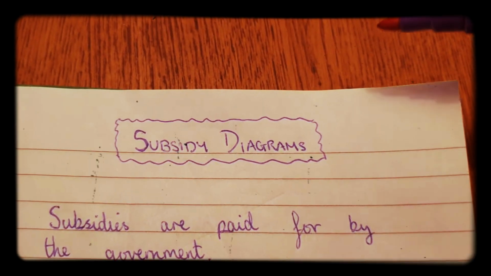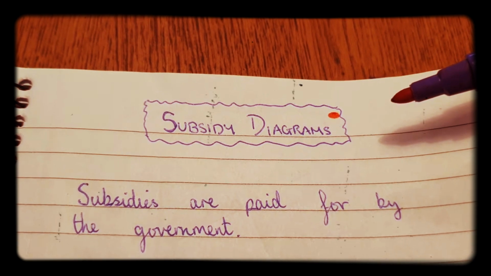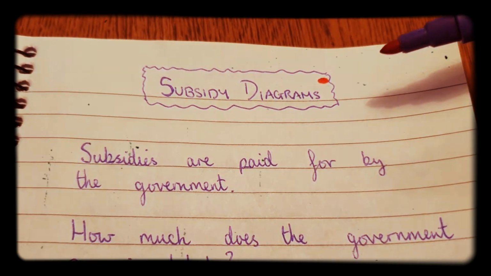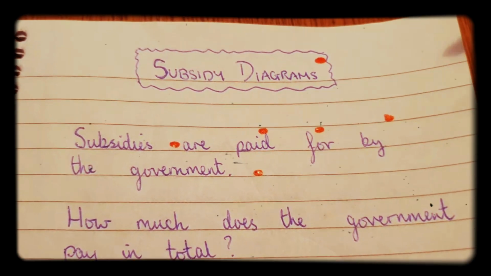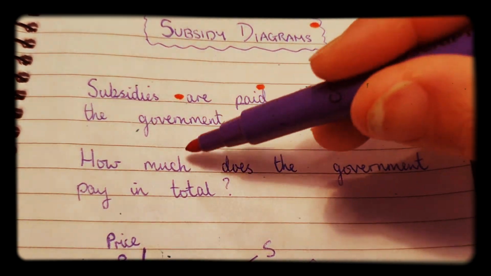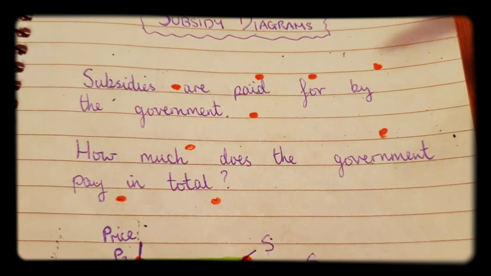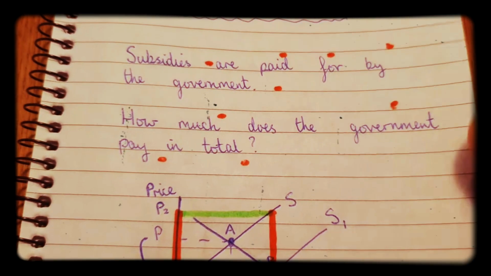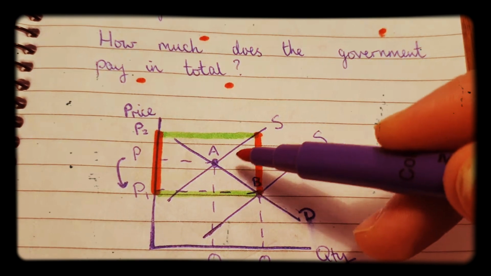In this episode, we are going to look at subsidy diagrams in a little bit more detail. Just to refresh, subsidies are paid for by the government. What we're trying to work out in this episode is how much the government pays in subsidies in total. Drawing a subsidy diagram, subsidies shift the supply curve to the right.